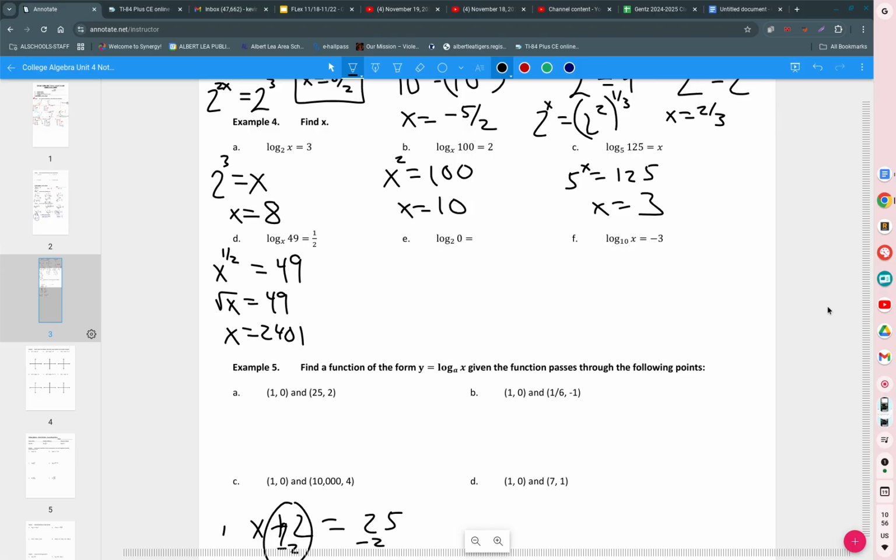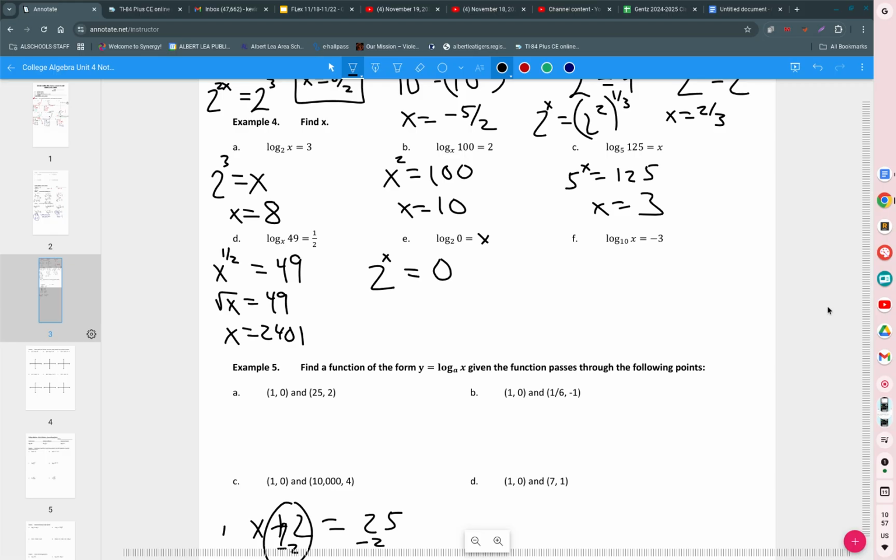Log base 2 of 0 is equal to x. That means 2 to what power is equal to 0? What's 2 to the 0? 1. What's 2 to the 1? 2. 2 to the 2? 4. We're going the wrong way, aren't we? So try the other way.